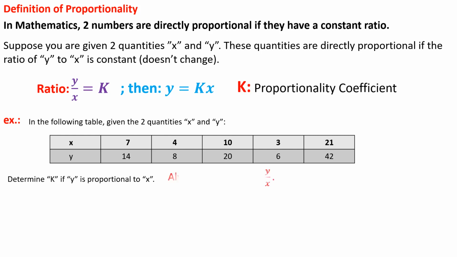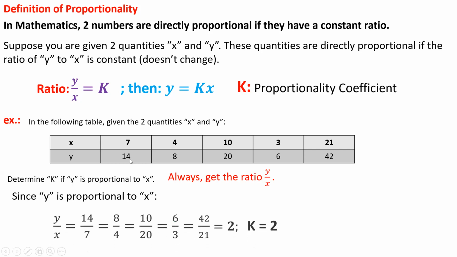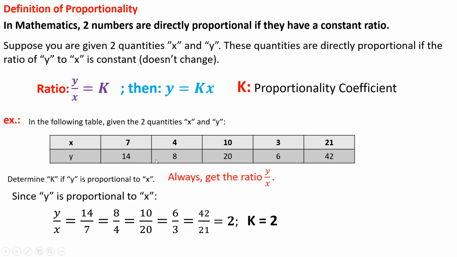So first, what do we do? Always get the ratio y over x. Since y is proportional to x, I write 14 over 7 equal 8 over 4 equal 20 over 10 equal 6 over 3 equal 42 over 21. So if you divide all these ratios, 14 over 7 is 2, 8 over 4 is 2.